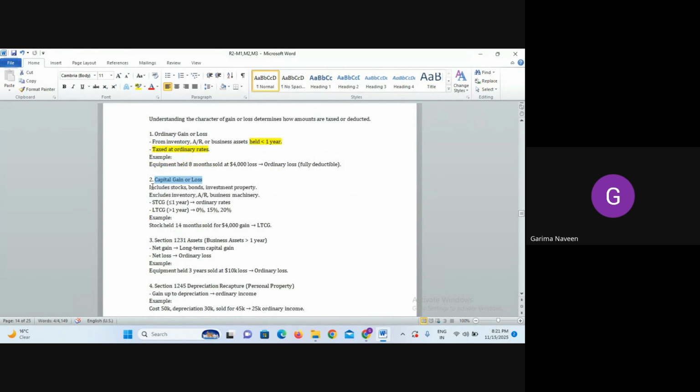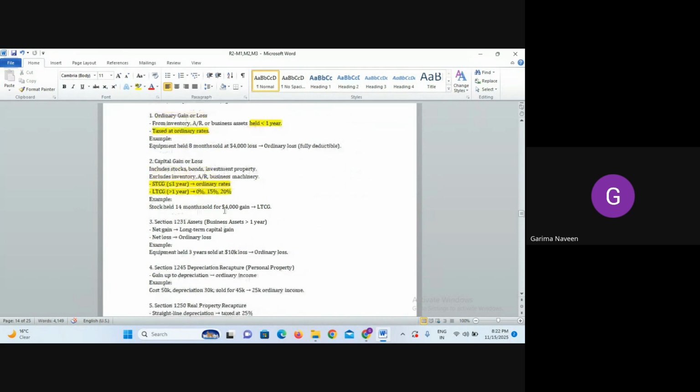If it is held for investment or used for personal purposes, then it will be your capital gain and loss, and depending upon the holding period it will be classified as short term gain and losses or long term gain and losses. Short term capital gains are taxed at ordinary rates, depending on which tax bracket the individual taxpayer falls under, whereas long term capital gains are taxed at the preferential tax rate, meaning usually less than your ordinary rate.